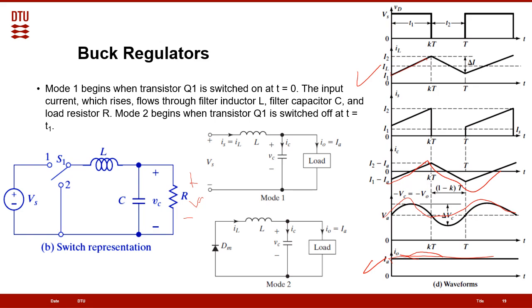And also we have here the source current. As we can see, the source current starts to increase when the switch is on until it reaches some peak. Then what happens here? The switch is off. So when the switch is off, the current goes to zero. So here we can see this is the different waveform.